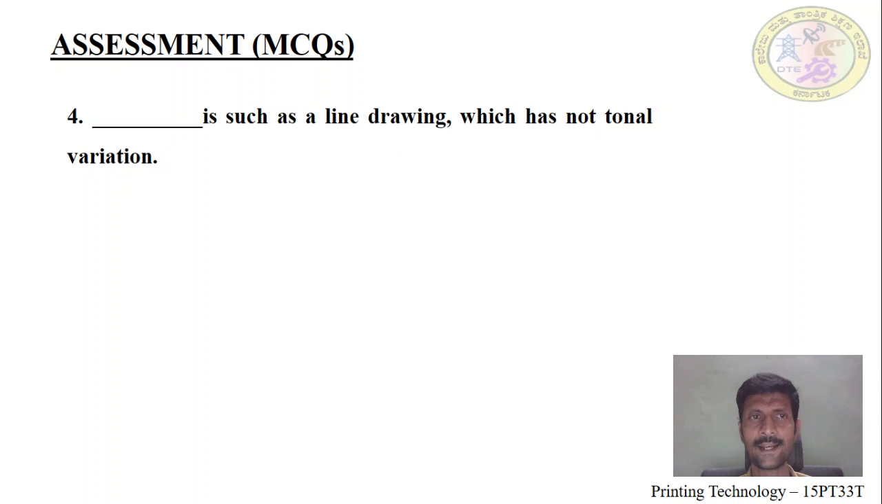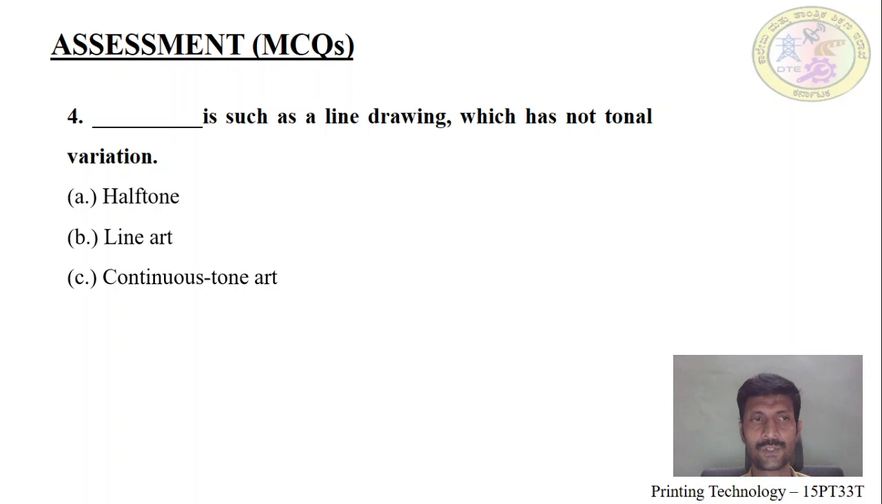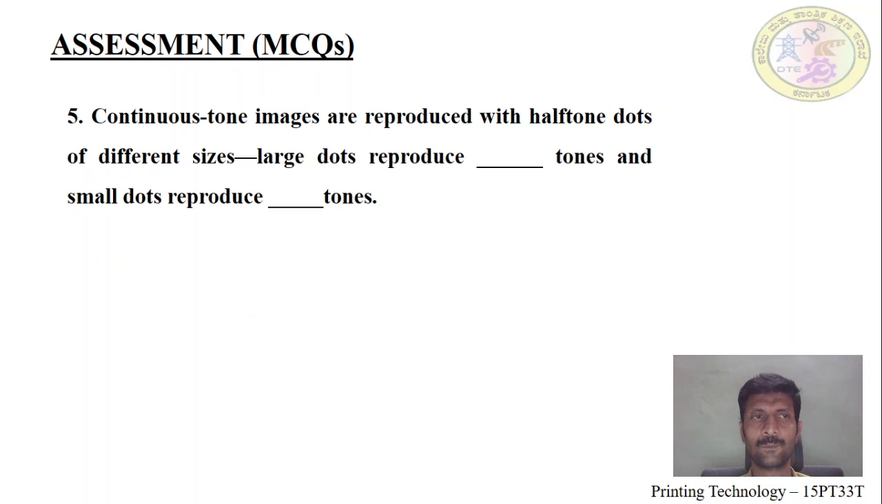Next question. Dash is a line drawing which has no tonal variations. There is no light tone, middle tone, shadow tone or off tone pixels. The entire image is made up of thick or thin lines and is called dash. The options: one is halftone, next is line art, continuous tone art, and none of the above.